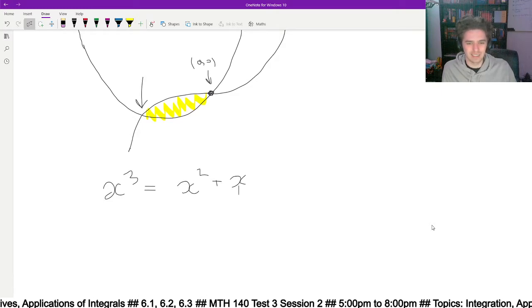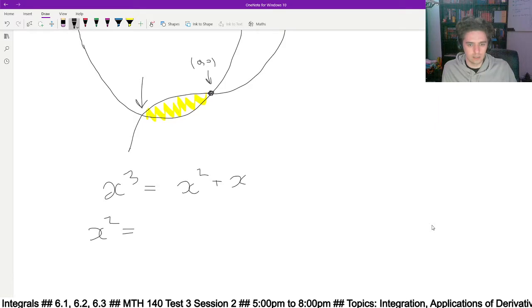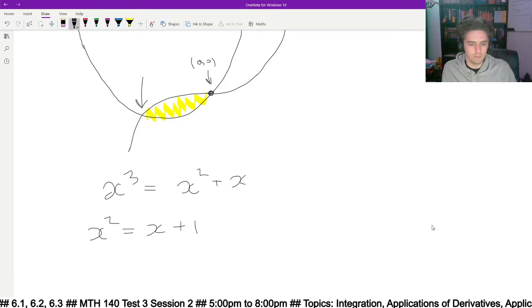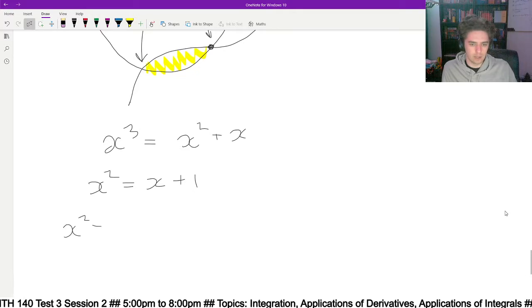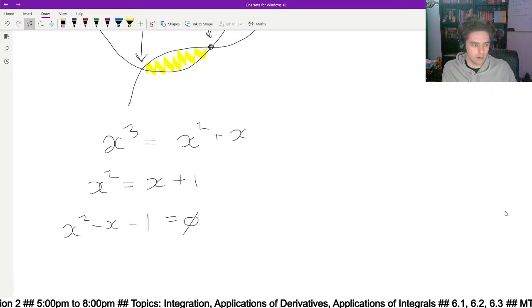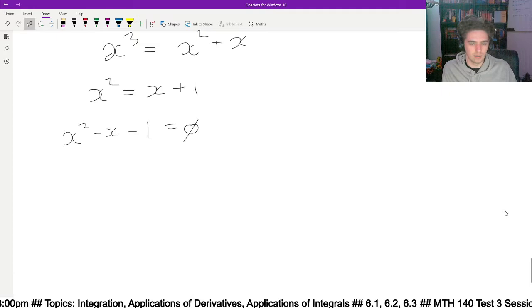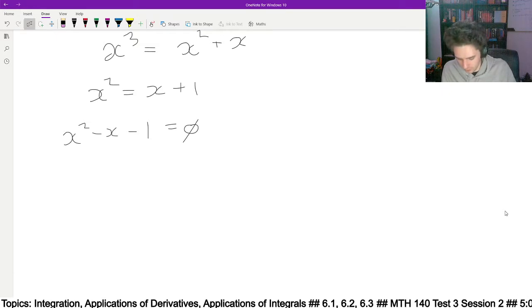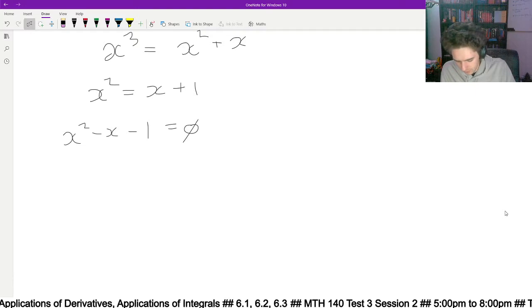Divide everything by x, so that means we have a solution at 0, right? So x squared equals x plus 1, okay? And then we have a quadratic now: x squared minus x minus 1 equals 0. This is the one that has the solutions which are the golden ratio. I remember doing this before.